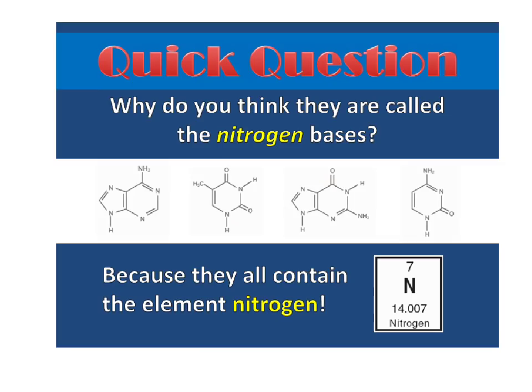Here's a quick question. Why do you think those nitrogen bases are called nitrogen bases? Well, because they all contain the element nitrogen. And nitrogen is shown on the periodic table of the elements as an N. So when you see an N in a molecule, there it is, there it is, there it is, right? It means that the molecule contains nitrogen.